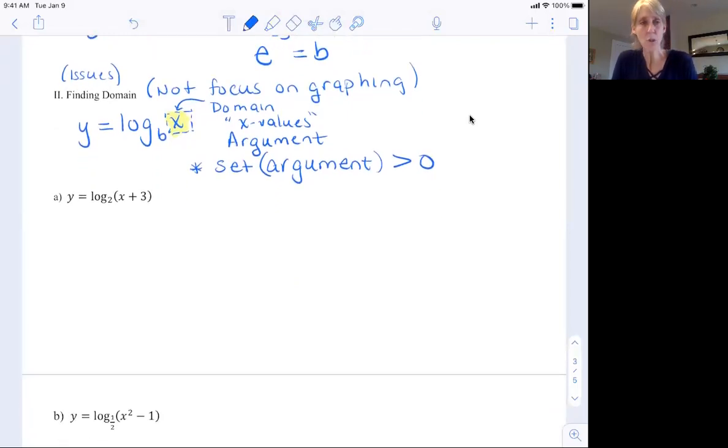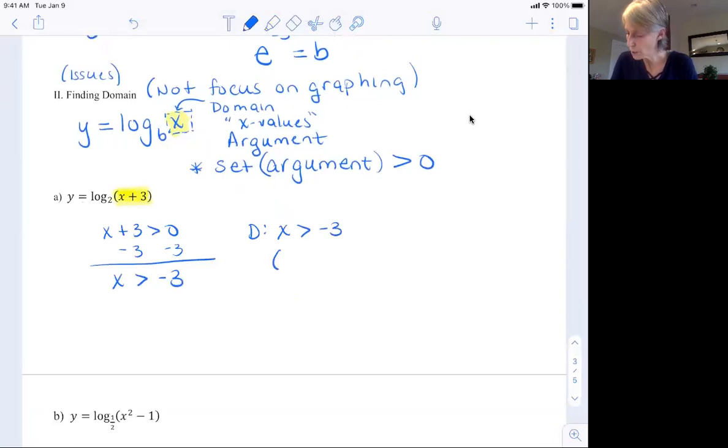So when I'm trying to find the domain of y equals log base 2 of x plus 3, the base does not matter. The argument does. So I'm going to set the argument x plus 3 greater than 0 and solve this. So the domain of this particular function is x is greater than -3. And remember, you're always allowed to write it in interval notation if you prefer. Either way is acceptable.